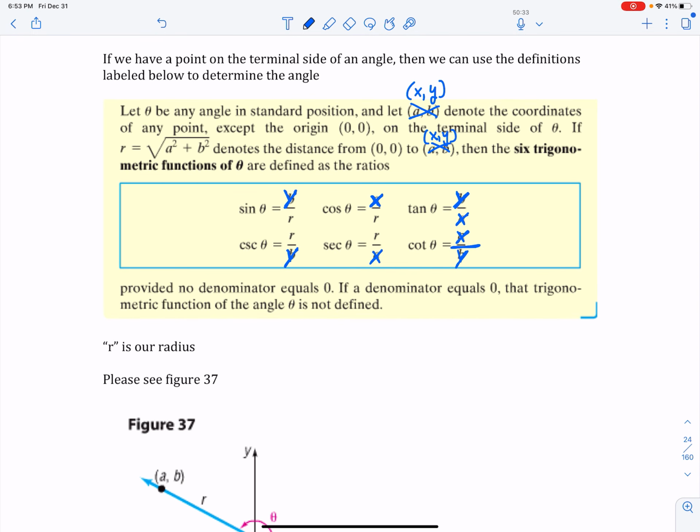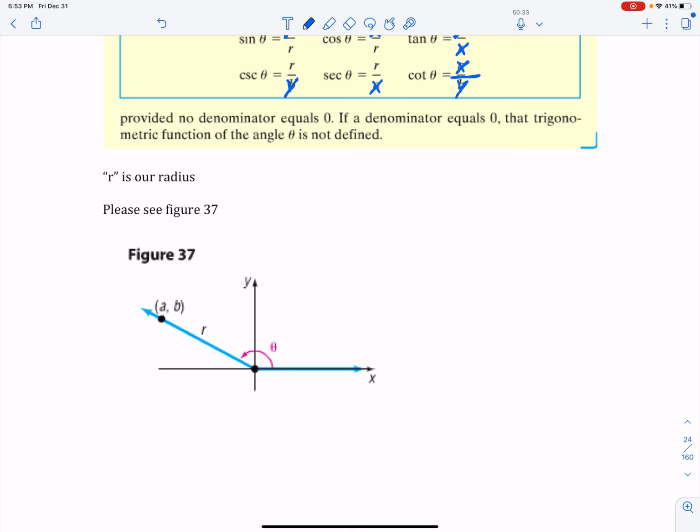Alright, so once again, r is a radius. If we look at this figure, we have a terminal point, and let's call this (x, y) right here. I'm just going to erase that and rewrite it so it's a little bit clearer. So (x, y) is your terminal side. If I draw a triangle by extending down the height and drawing this part over here, I get a right triangle. So the height of this triangle is y, and the width is x.